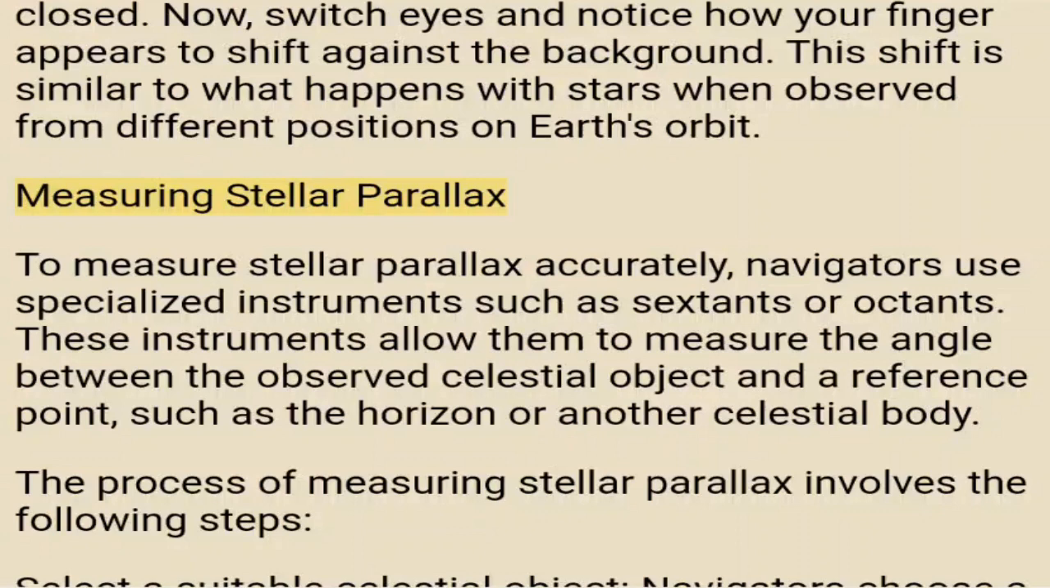Measuring stellar parallax. To measure stellar parallax accurately, navigators use specialized instruments such as sextants or octants. These instruments allow them to measure the angle between the observed celestial object and a reference point, such as the horizon or another celestial body. The process of measuring stellar parallax involves the following steps.